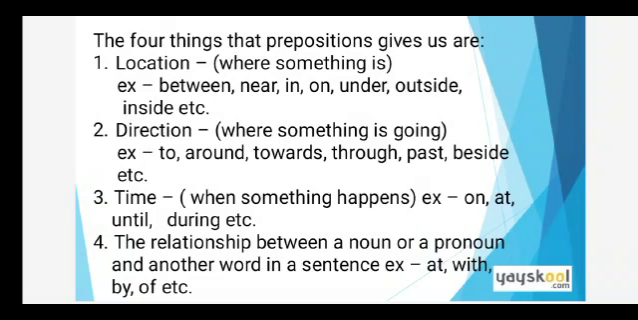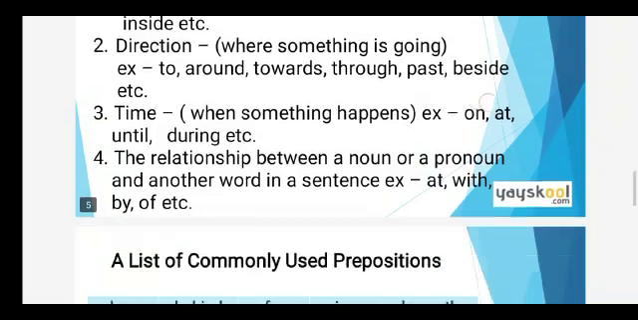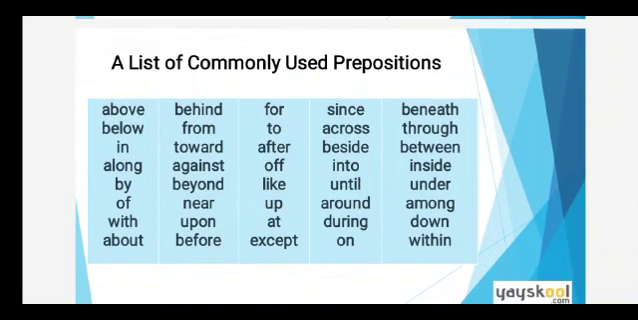There are so many other words, but these are the common ones which we use very often. The third thing the preposition gives us is time, when something happens. Example: on, at, until, during, etc. Etc. is a term used when we have some more words to be added to the list, isn't it? The fourth thing that we get from the preposition is the relationship between a noun or a pronoun and another word in a sentence. For example, at, with, by, of, and many other words. So again, we use the term etc. A list of commonly used prepositions. Now earlier we discussed there are altogether 150 prepositions.